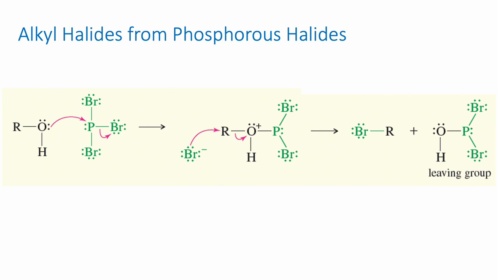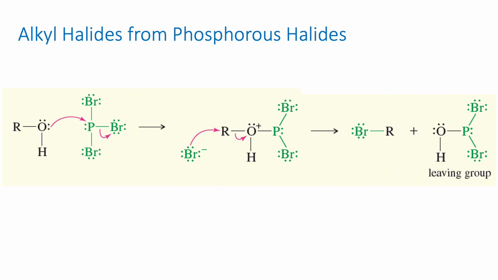If we just imagine that group right there, that phosphorus, was the hydrogen instead, and it was HBr instead of this PBr3, then the mechanism would be exactly the same. The alcohol would attack the H, the bond between the H and the Br would break, and we would have turned that OH into a good leaving group by making it into a molecule of water. That's exactly what's happening here.